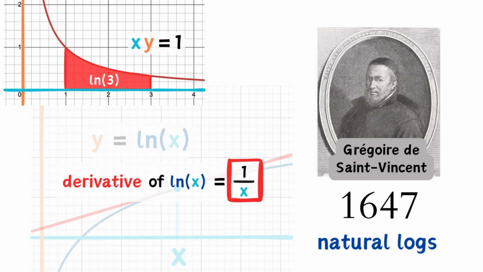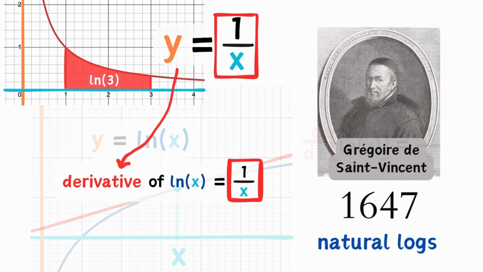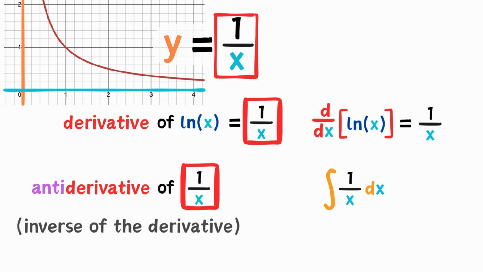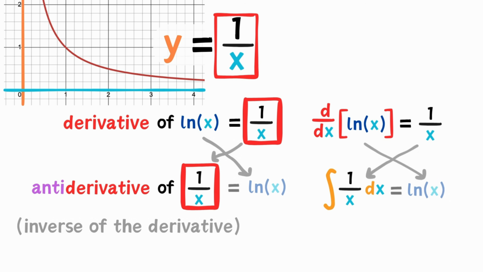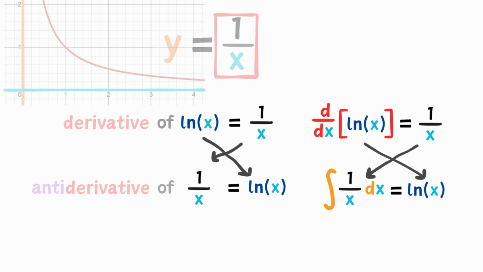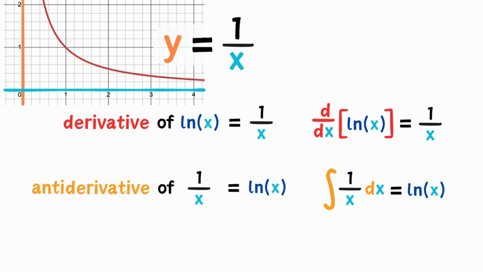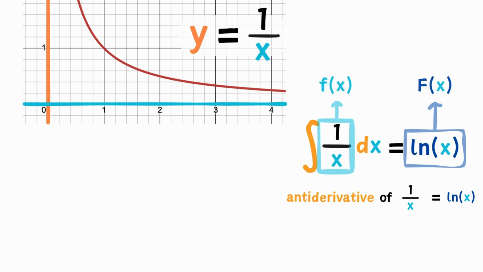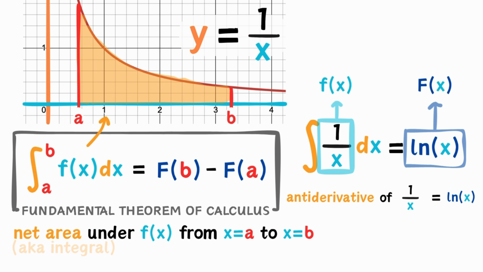1 over x is just xy equals 1 rearranged. From this, we know the antiderivative of 1 over x, or the inverse of the derivative, is the natural logarithm of x. Knowing the antiderivative allows us to find the area under the curve, or the integral.